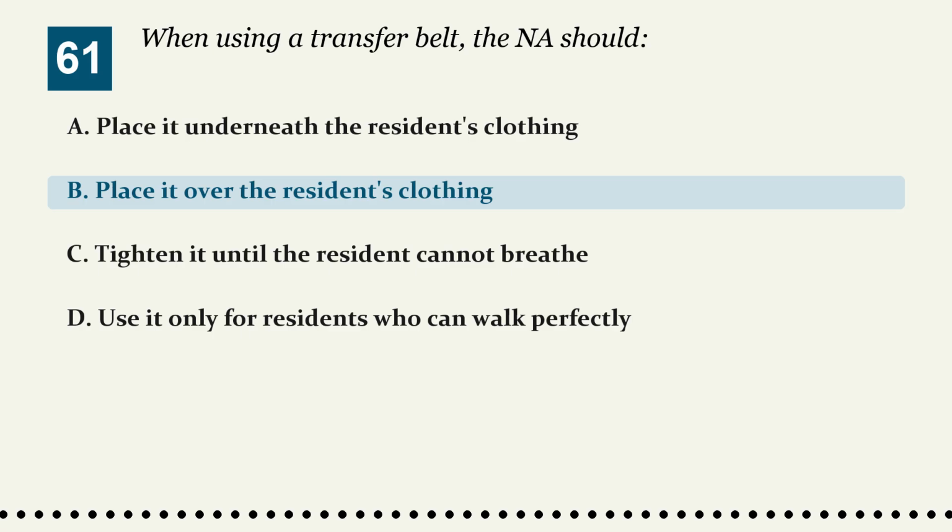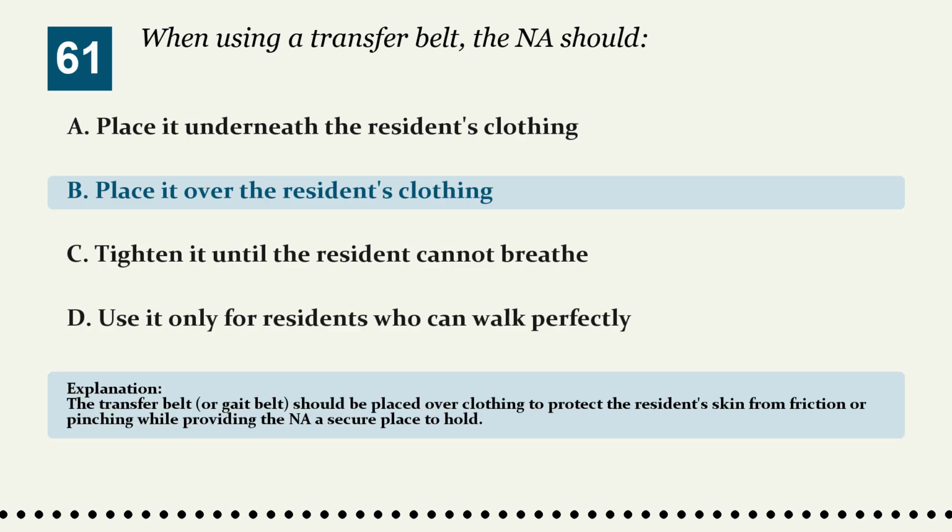Place it over the resident's clothing. The transfer belt, or gait belt, should be placed over clothing to protect the resident's skin from friction or pinching while providing the NA a secure place to hold.